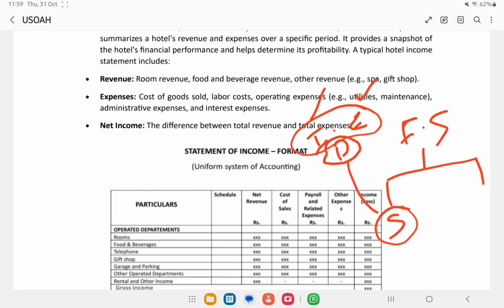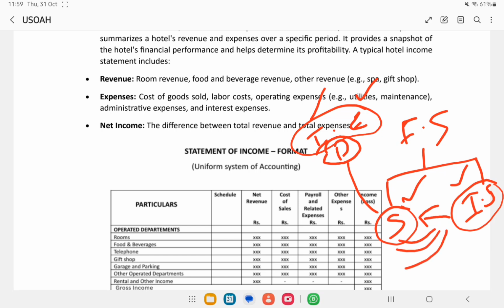After that we can prepare what? The income statement. Here the schedule was an income statement for a particular department, whereas this income statement is for the whole hotel. That means it compiles the data collected from different schedules. We have said there are different departments in a hotel that generate revenue. You will compile information from each schedule and prepare a standalone income statement for the hotel.